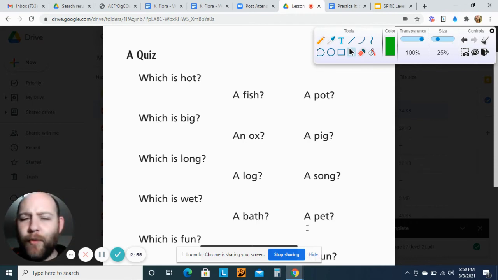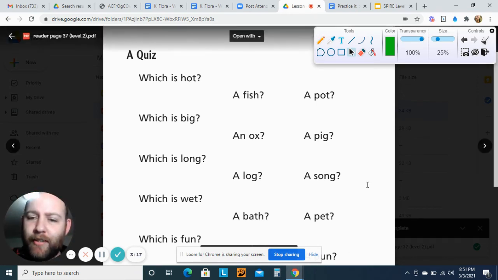Is a bath always wet? Yes. Is a pet like a dog or a cat usually wet? Not all the time. We know anything about cats, they don't like to be wet. What about a pet fish? Would it always be wet? Of course it would. All right, let's go ahead and read the next 3 lines.